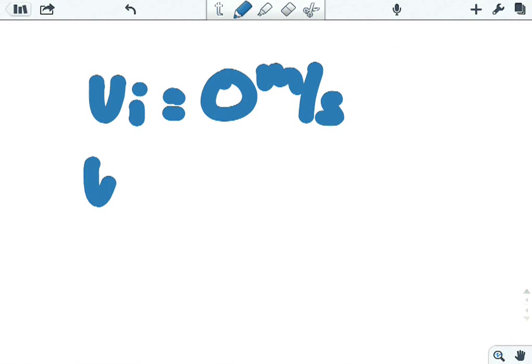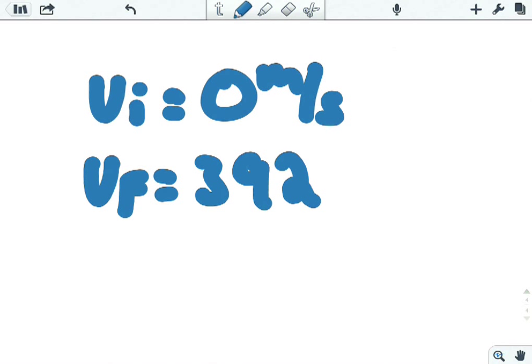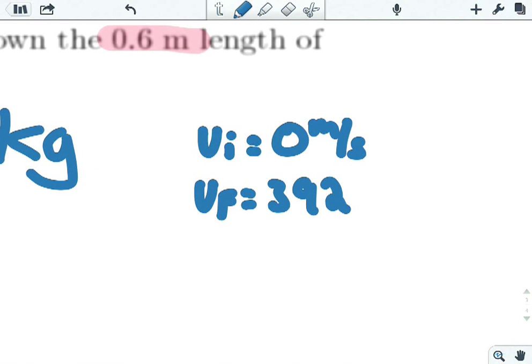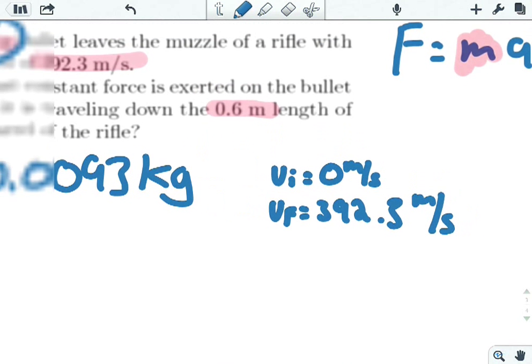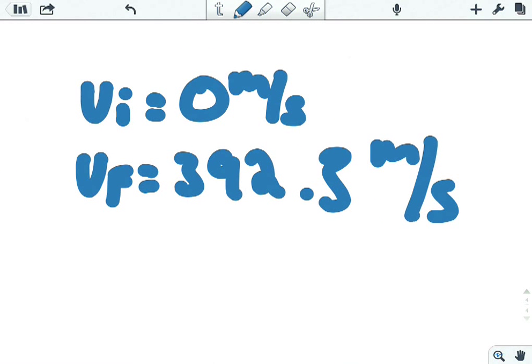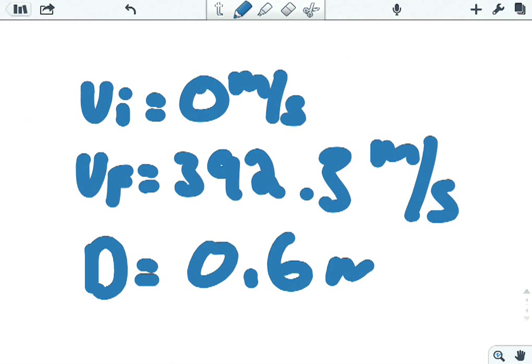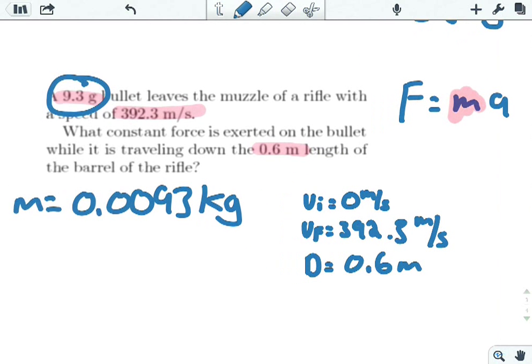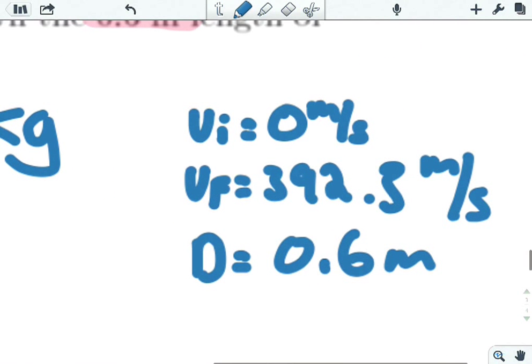So velocity final of 392.3 meters per second. What else do we know? We know the length of the barrel, so we know the distance. The distance equals 0.6 meters. Okay, and what are we searching for? Well, we're searching for our acceleration.